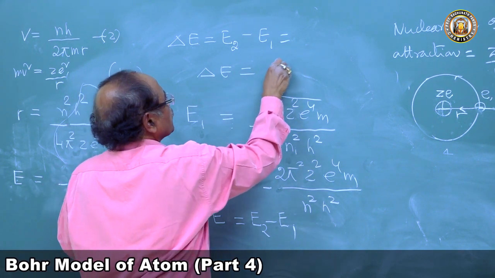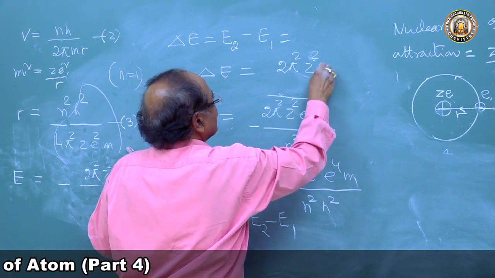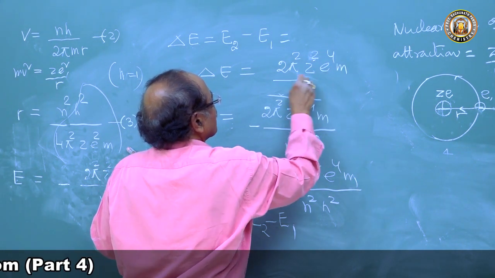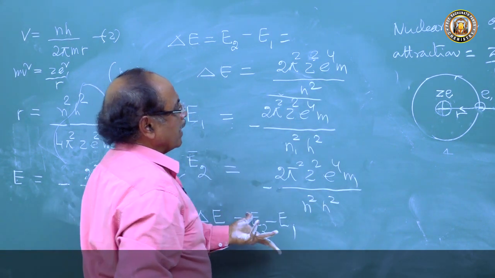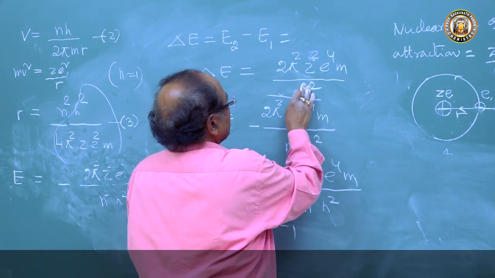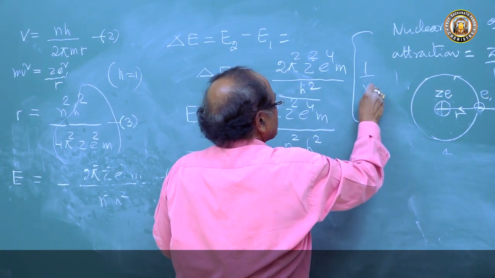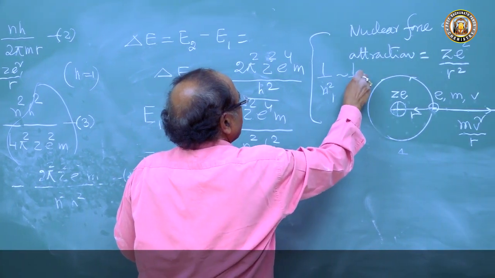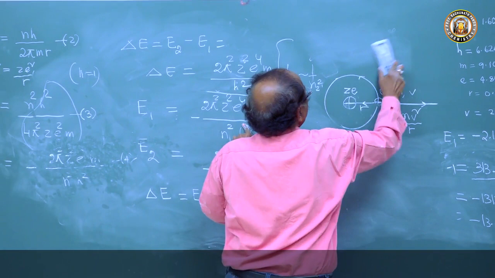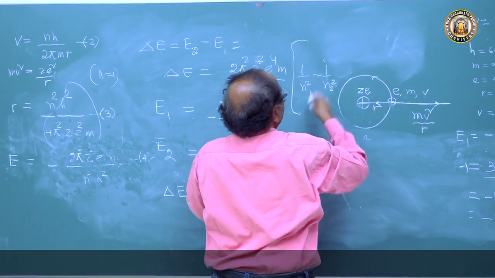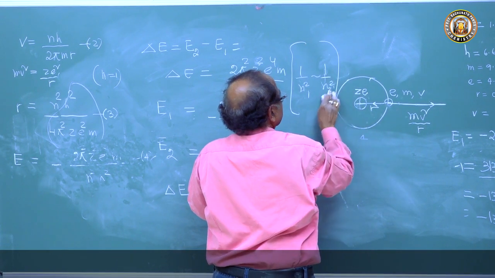So delta E will be how much? 2 pi square z square e fourth m by h square, we'll take the common, then 1 by n1 square minus 1 by n2 square. So this will be 1 by n1 square minus 1 by n2 square.